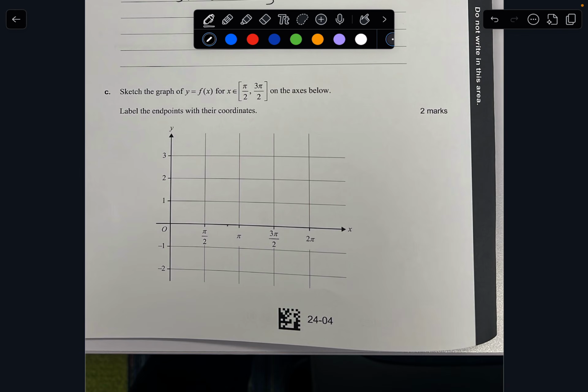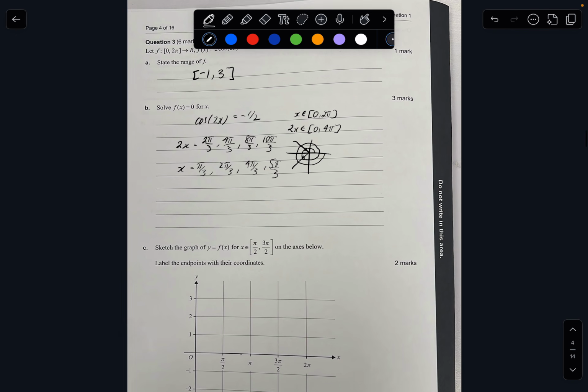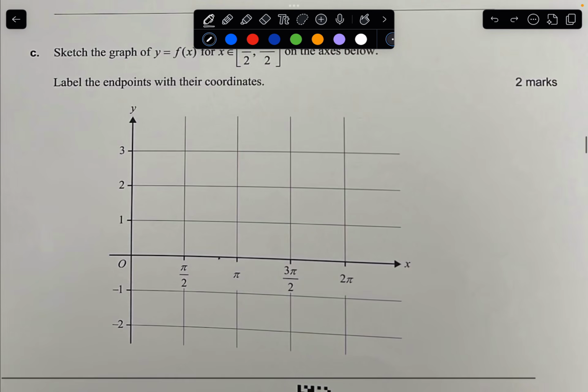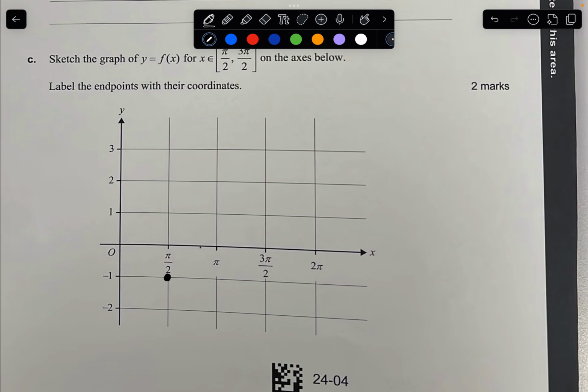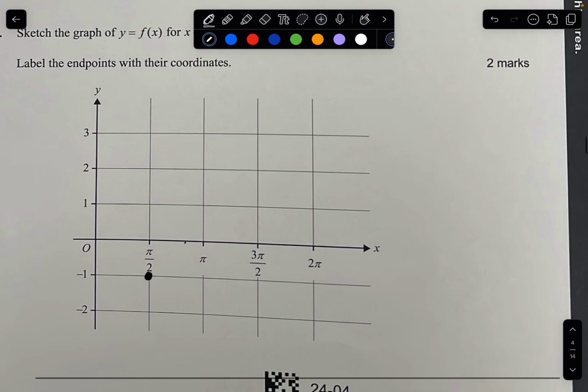And then sketch for x is an element of pi over 2 to 3 pi over 2, and label the endpoints. So we can just plug in pi over 2. So pi over 2 will give cos of pi, which is negative 1, and then times 2 is negative 2, plus 1. So that would be negative 2 plus 1, which is negative 1, which is the minimum. And then 3 pi over 2, I think will be the same. So cos of 3 pi is negative 1 times 2 is negative 2, plus 1 is negative 1. So that would be over here.